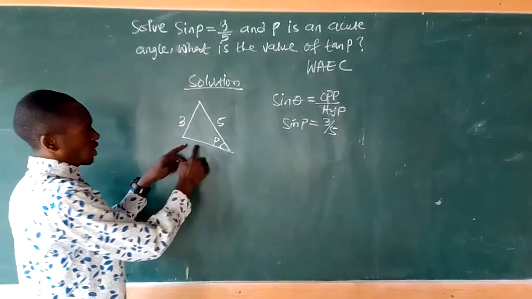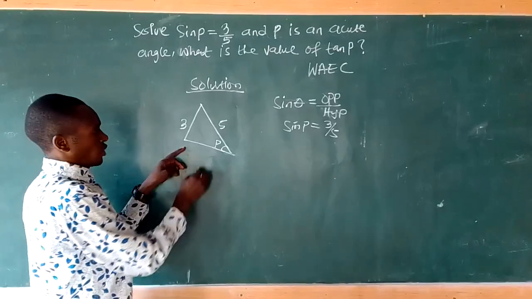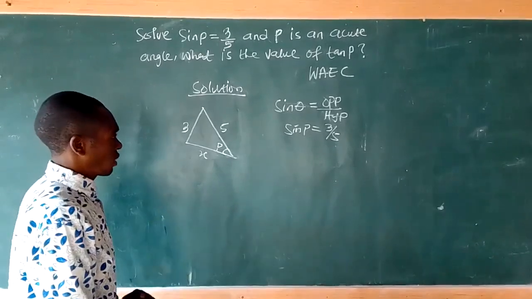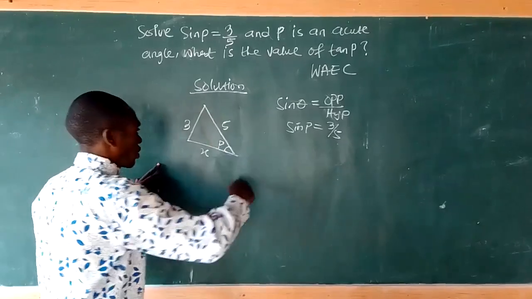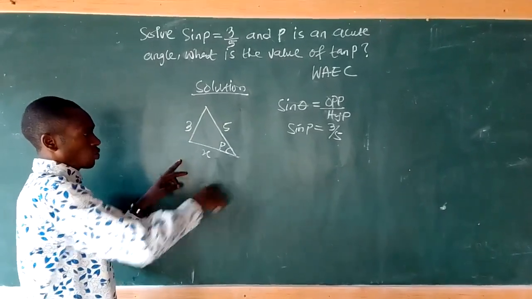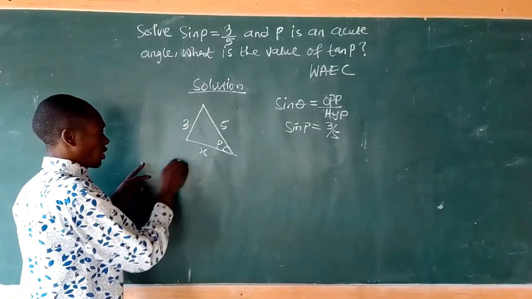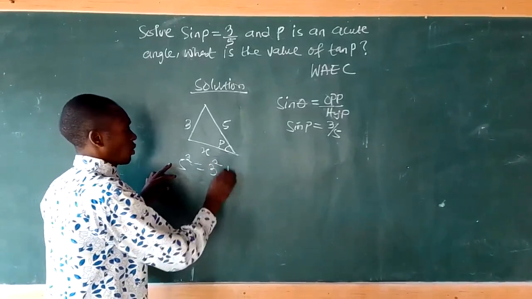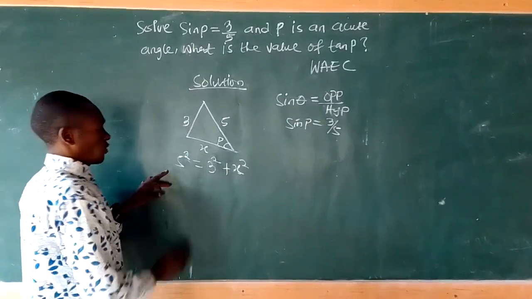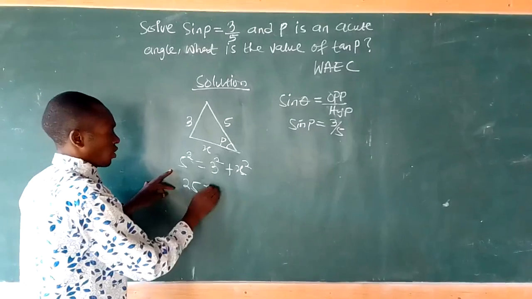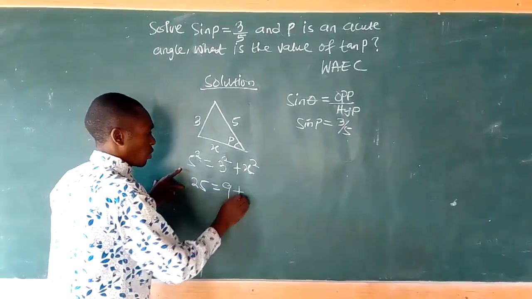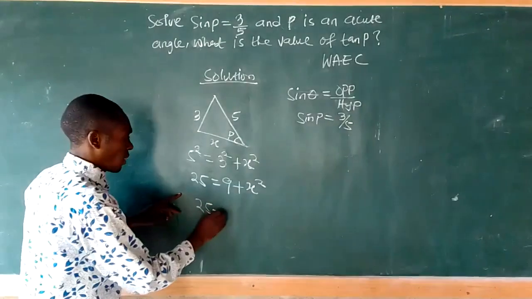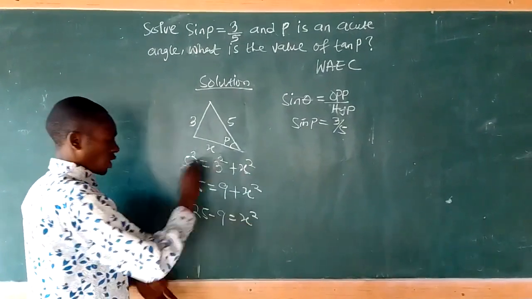The next thing is to get the value of this line. Let's call it x. We're going to apply Pythagoras theorem, which says that the square on the longest side is equal to the sum of the squares on the other two sides. So we have 5 squared is the same thing as 3 squared plus x squared. 5 squared is 25, and 3 squared is 9, plus x squared. So we collect like terms: 25 minus 9 equals x squared. We can swap them.